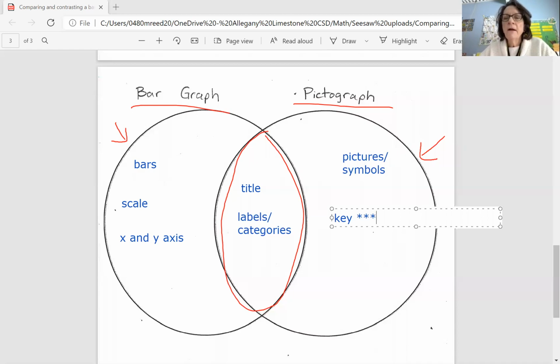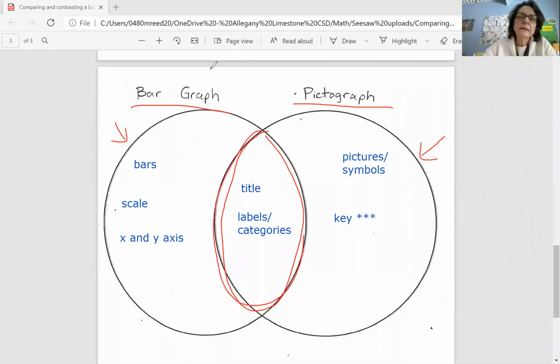Okay? All right, boys and girls, that's our lesson for today. So what did we do? We examined the parts and the characteristics of both a bar graph and a pictograph. And once we had our characteristics listed, we used this Venn diagram here to show us how they're similar. And remember, the similarities were here in the middle. These are similarities. And then we showed how they were different, and our differences were out here in the outer parts of those circles. Okay?